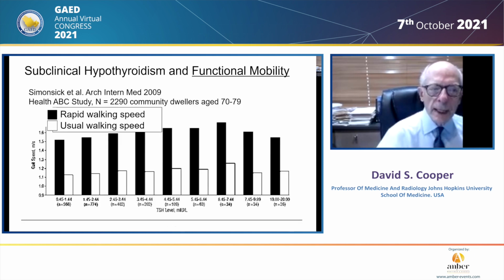but otherwise you cannot tell whether a person is normal or subclinically hypothyroid by symptoms. In this study, looking at walking speed, that is the usual walking speed or the most rapid walking speed in people in their 70s, looking at TSH levels down here on the x-axis and walking speed on the y-axis. As you can see here, as TSH goes up, people actually seem to be able to walk more quickly, again, demonstrating that there doesn't seem to be an effect of subclinical hypothyroidism on function.